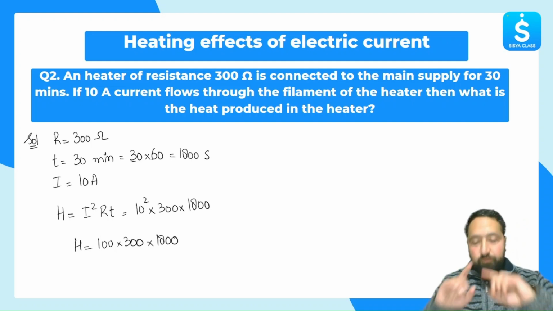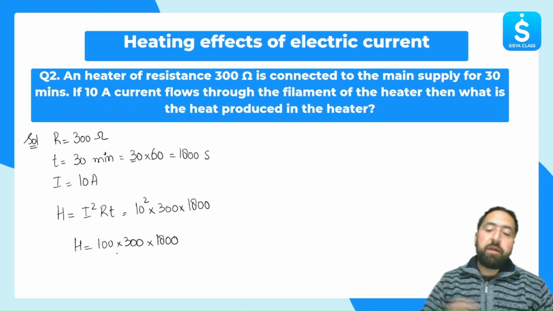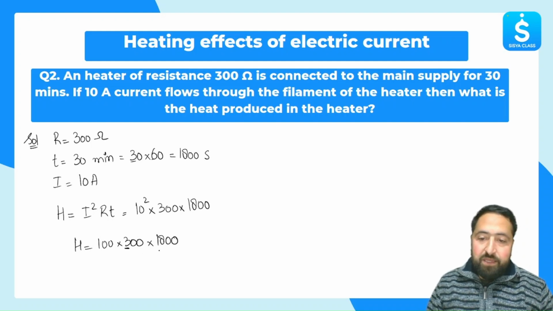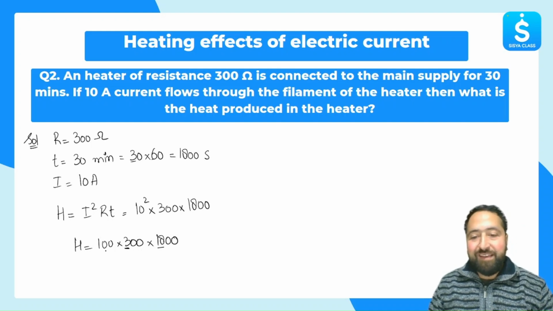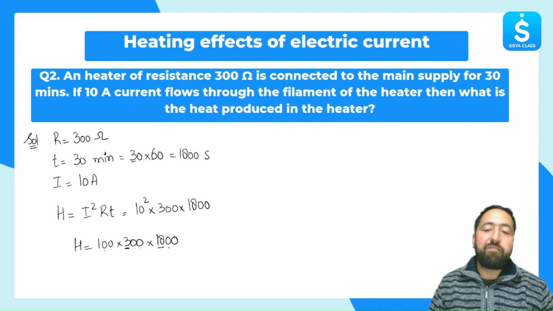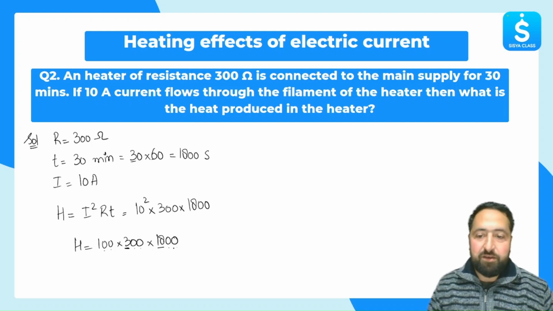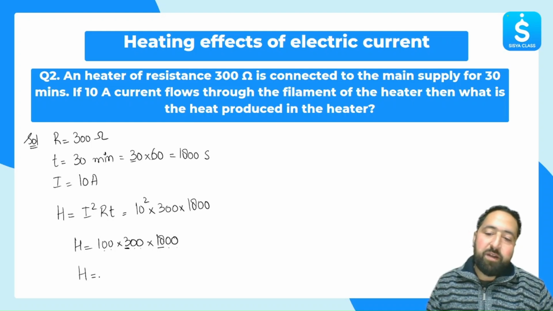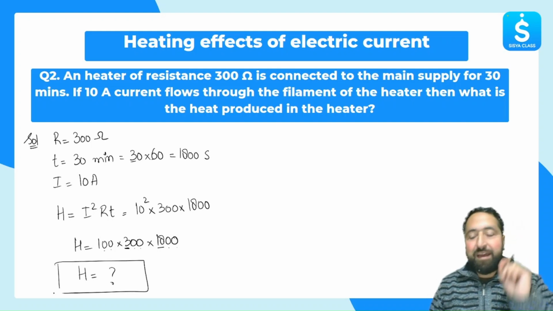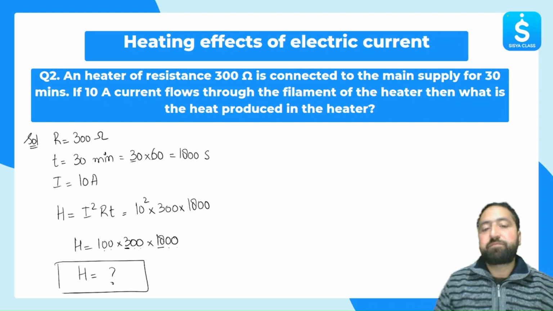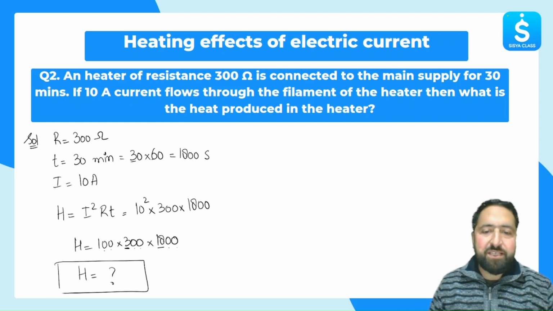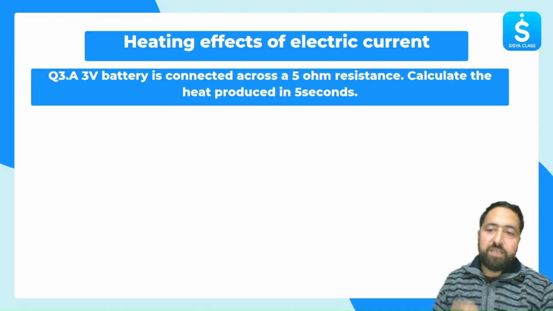Be smart. Don't multiply all these things, just multiply 3 and 18. Then write these zeros: 1, 2, 3, 4, 5, 6. You get the answer. Tell me in the comments what is the heat produced here. Calculate it and let me know in the comments. Very good. If you understood this, let us move to the next question.